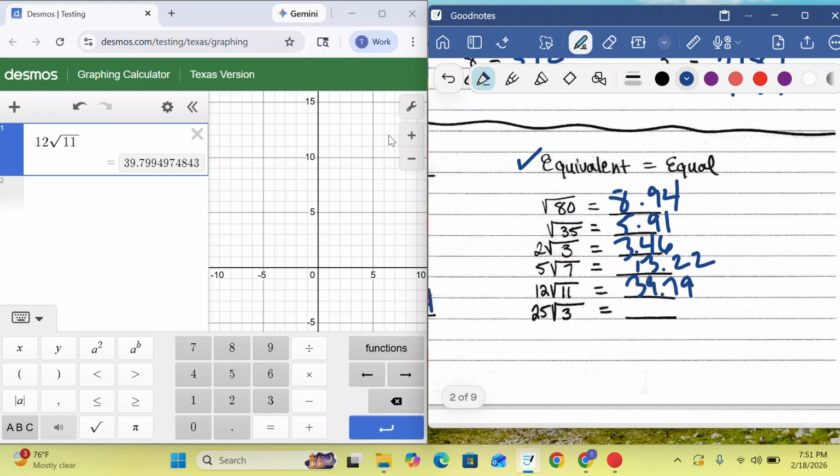And the last thing is 25 square roots of 3. So I'm going to go ahead and input 25 square roots of 3. And the answer is 43.30. And that is how you do square roots. So once again, very easy. Desmos does all the work for us.